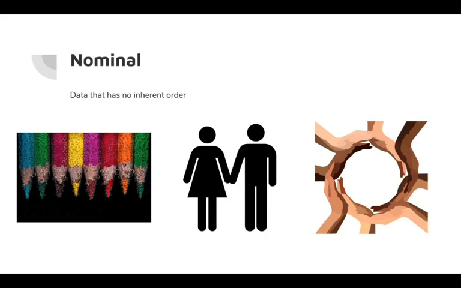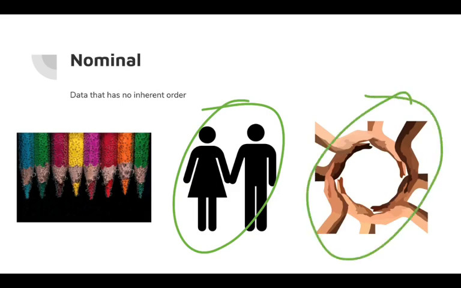Other types of categorical data that fall into that: gender is nominal. Race is also a nominal variable, right? There's no inherent order for those types of categorical variables.